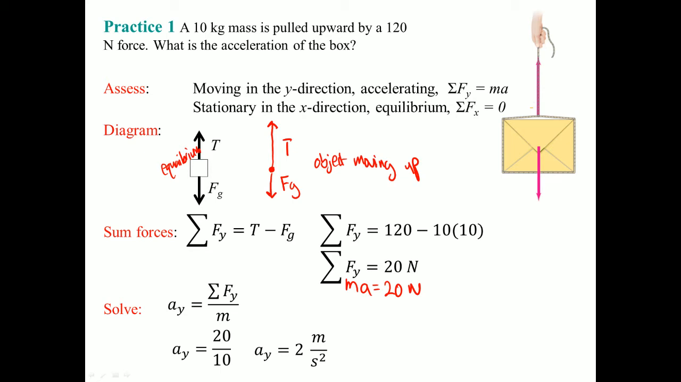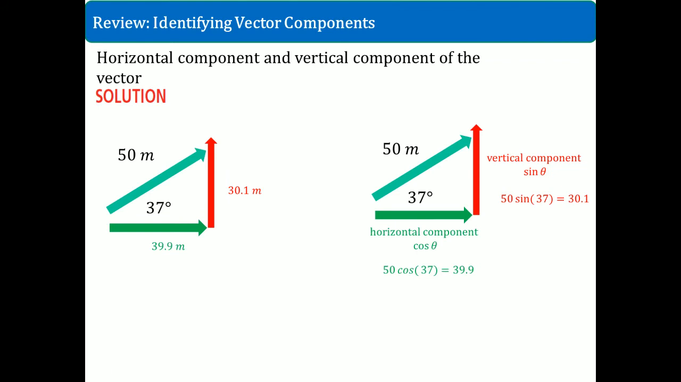We saw in the last problem it was horizontal. Here we see it vertically. Next, we're going to do it on a ramp.